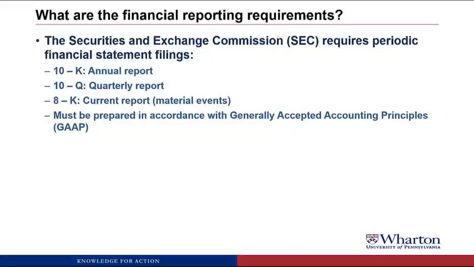If anything material happens between quarter ends, companies must file an 8-K or current report. Material information is generally viewed as anything important enough to move stock price, which means companies file these quite often. They don't require the financials, just an update on whatever major corporate event has occurred. All of these filings have to be prepared in accordance with generally accepted accounting principles, or GAAP.